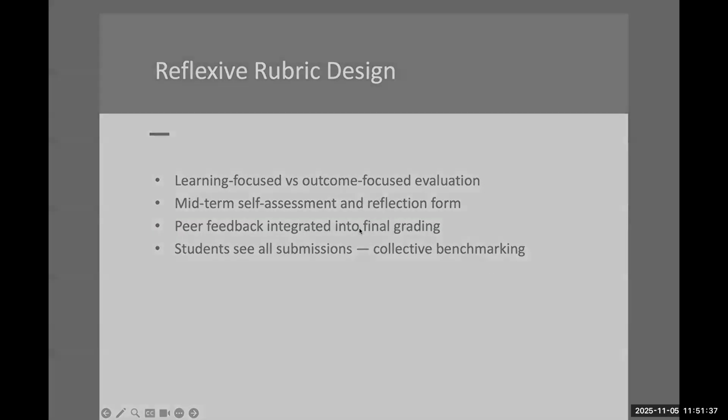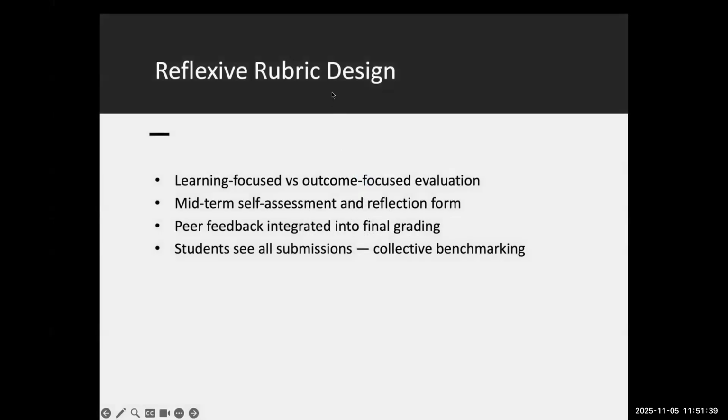So now coming to the fundamentals that you can take away from this. One is, is it a learning focused or an outcome focused evaluation? This was very learning focused. And at the same time, I tried to decouple the amount of effort that it would require of me.